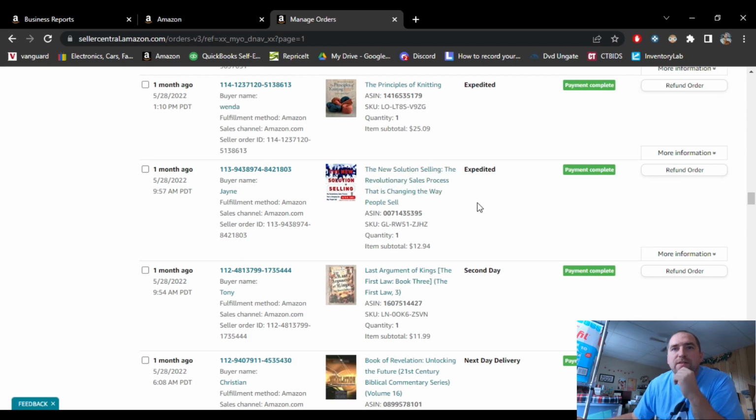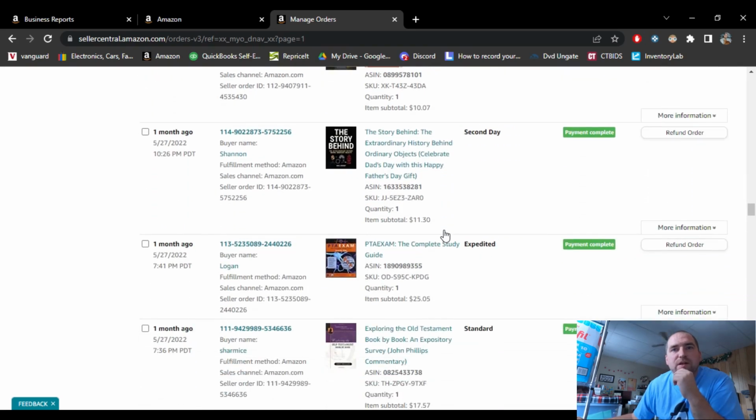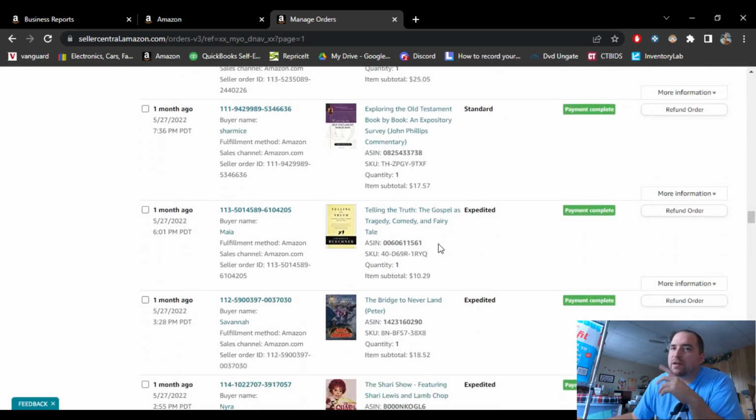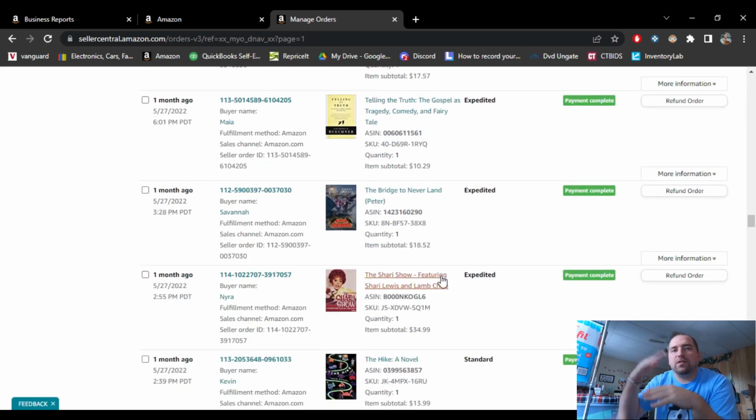A lot more stuff in the teens. $25 book here, another study guide. Everybody knows textbooks do best. The study guides do well. $10.29. So it just kind of shows the different range of amounts you're going to sell.